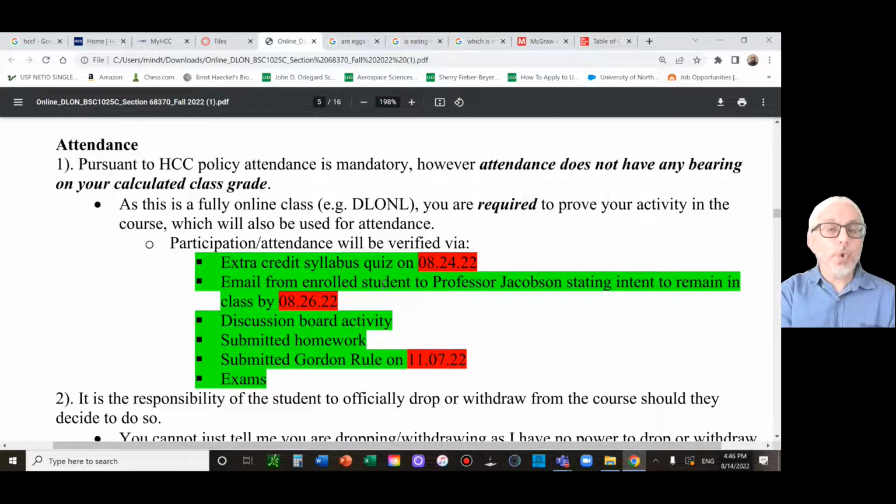If you don't do these two, you will be removed from the class. There's discussion boards that you need to participate in. You, of course, will be turning in homework. You are required to turn in a Gordon Rule paper that's required by the college. They chose this class for you. And of course, you'll be taking exams. These are all things I can use for attendance.